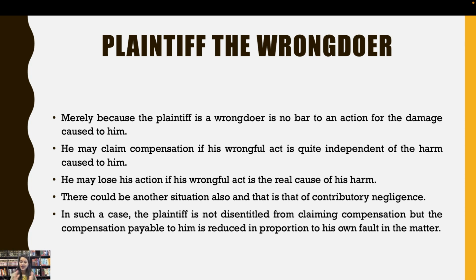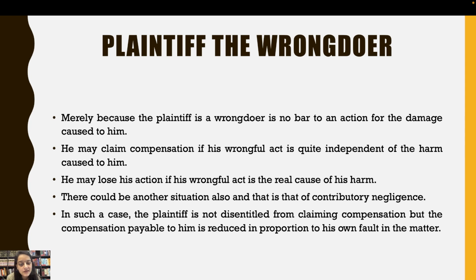There might be an act. The act is independent of the harm caused to him. Then he may get it. He may lose his action if his wrongful act is the real cause of his harm. If his own act is the real cause of the harm, then he will not get a defense here.